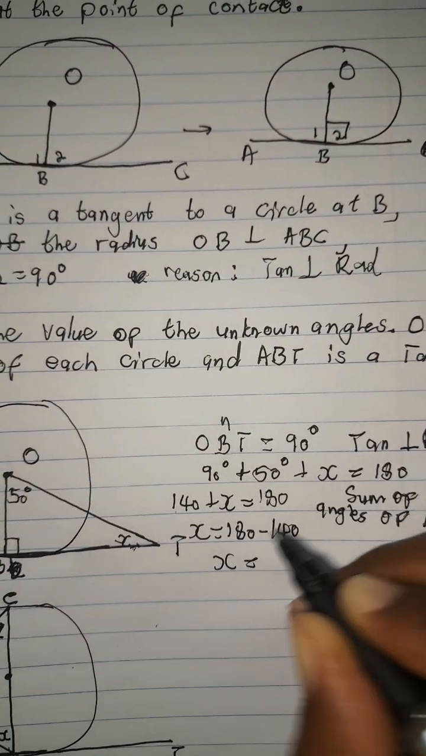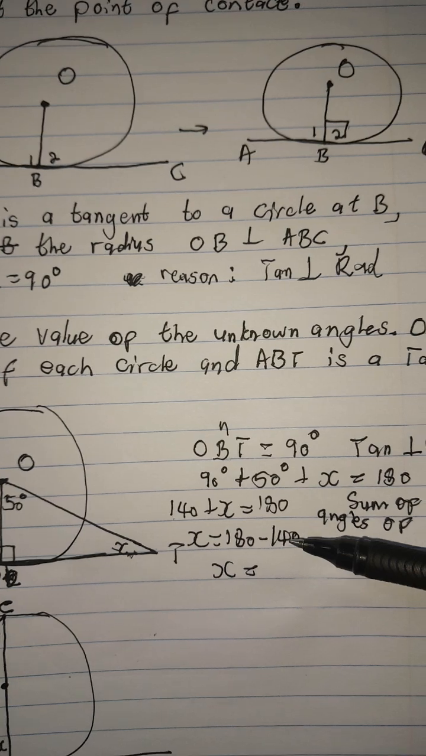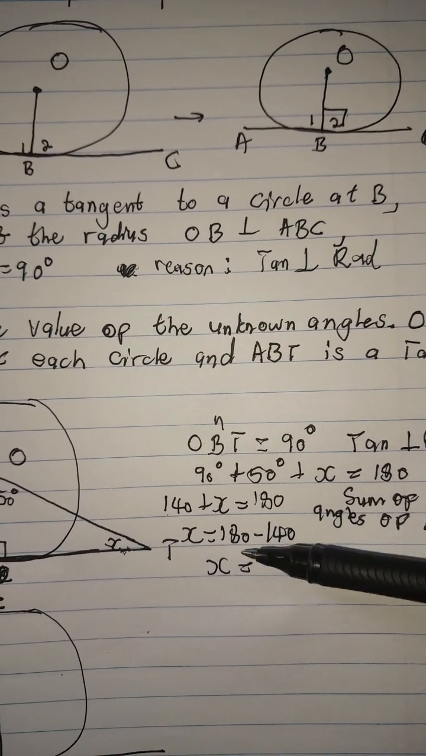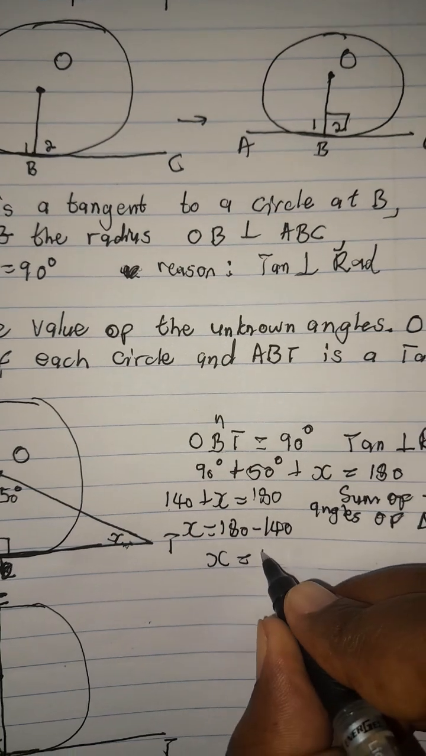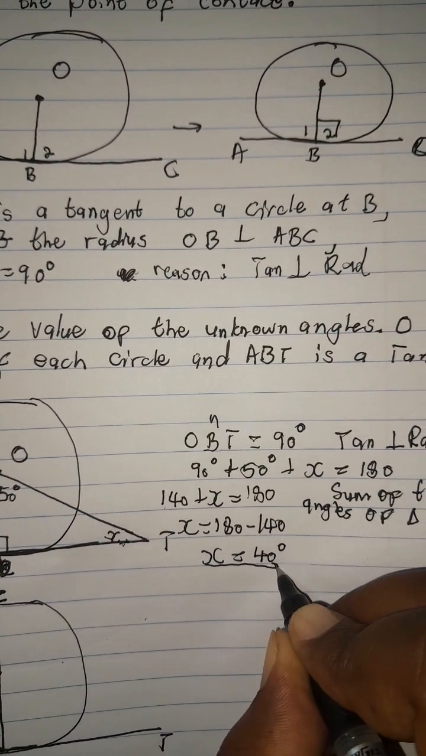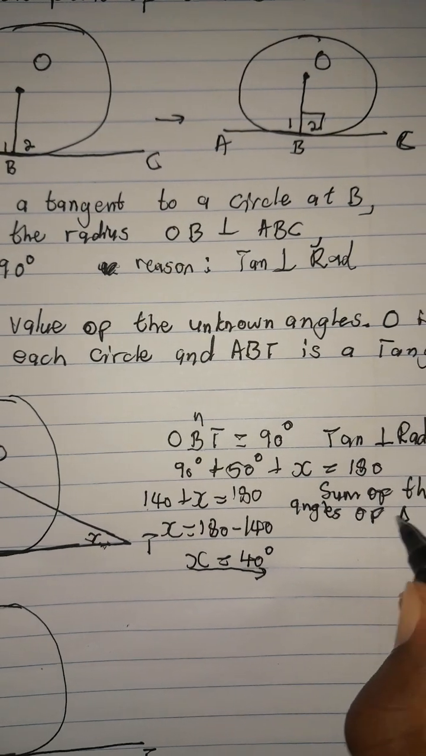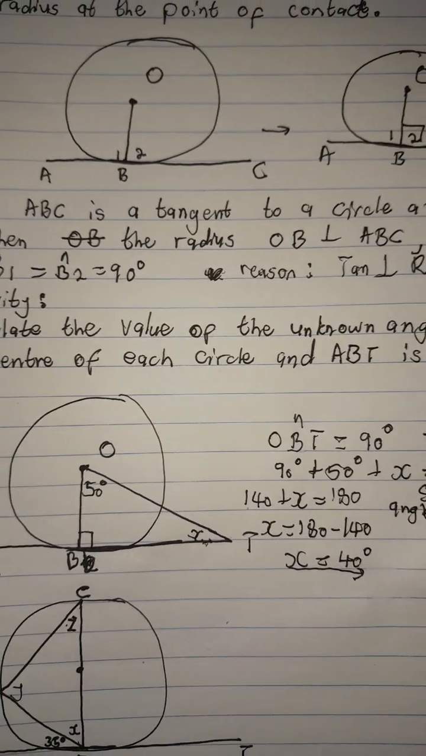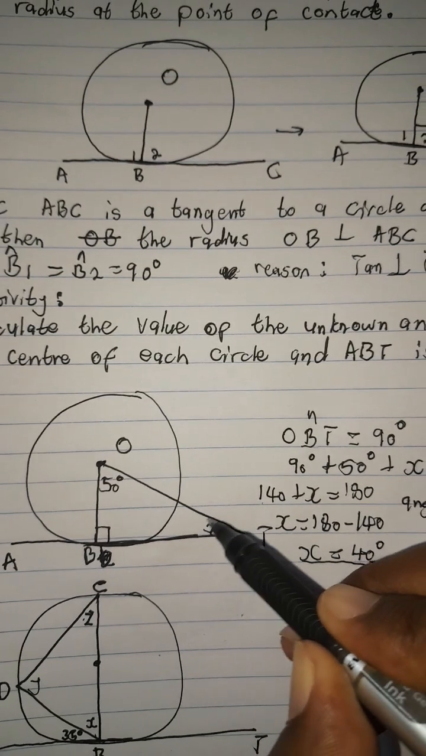Then what is 180 when we take out 140, we'll be left with 40, right? So we'll be left with 40, making x to be 40 degrees. So remember the reason, sum of the angles of a triangle. So that makes this unknown value to be 40 degrees.